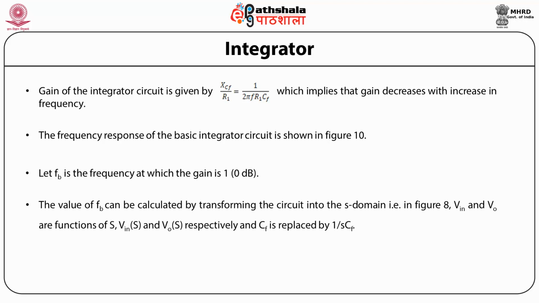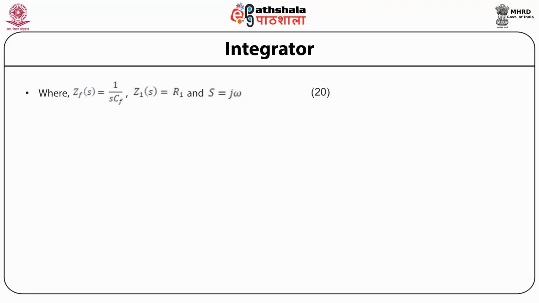The value of Fb can be calculated by transforming the circuit into the S domain, that is, in the figure showing the circuit of an integrator, Vin and V0 are functions of S, Vin of S and V0 of S respectively, and Cf is replaced by 1 divided by SCf. The gain of the integrator is V0 of S divided by Vin of S is equal to minus Zf of S divided by Z1 of S, where Zf of S is equal to 1 by SCf and Z1 of S is equal to R1 and S is equal to j omega.